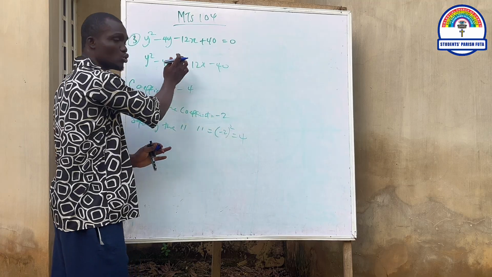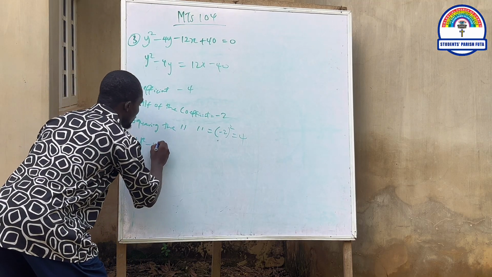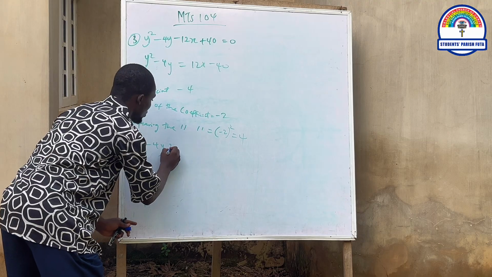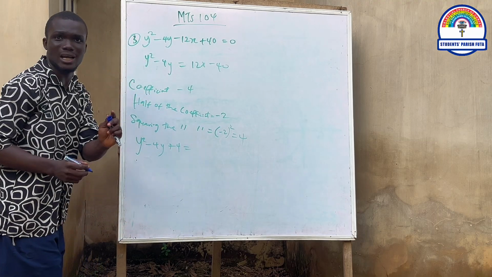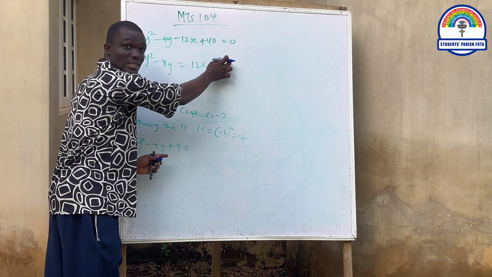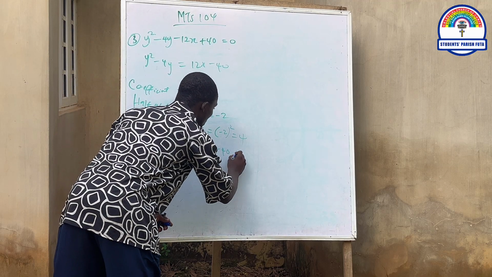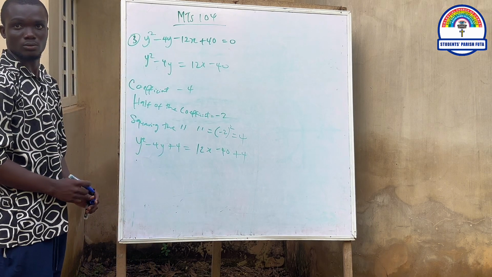So now this is what we need. We are going to introduce it into this equation. So we have y squared minus 4y plus 4 is equal to, know that whatever we are adding here, we also apply it in this place. You understand? So that's 12x minus 40 plus 4 also. You understand?